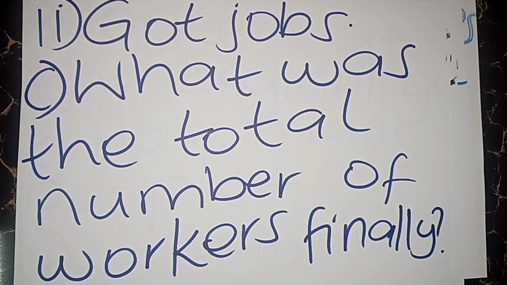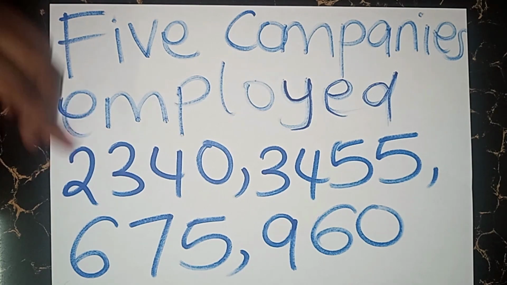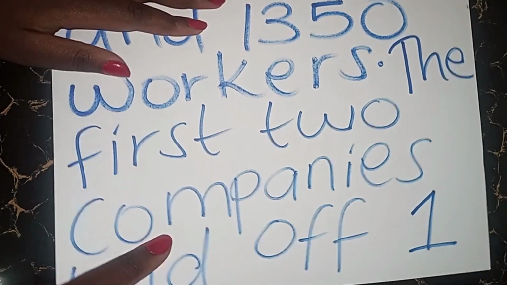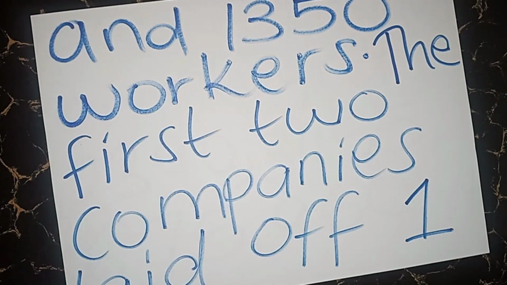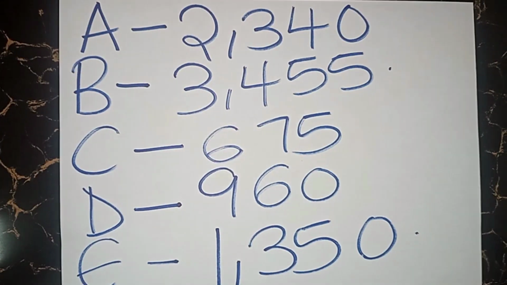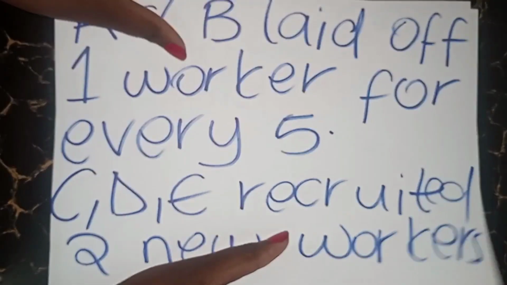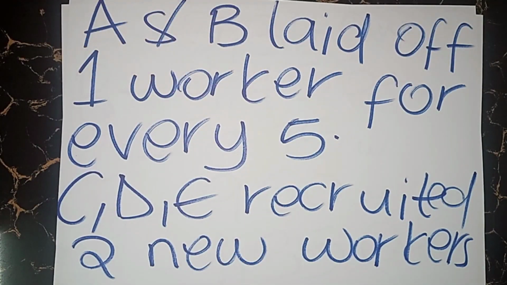So we can label the companies. Let's read the question as we write. 5 companies employed this number of workers. So we can label the companies like this: company A had this, B, C, D, E. These are the number of workers that worked in the companies. And we've been told that the first 2 companies laid off 1 worker for every 5. So we need to write that out like this. We'll say A and B laid off 1 worker for every 5.